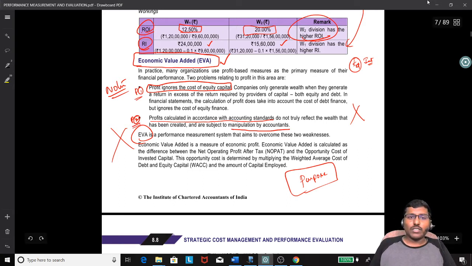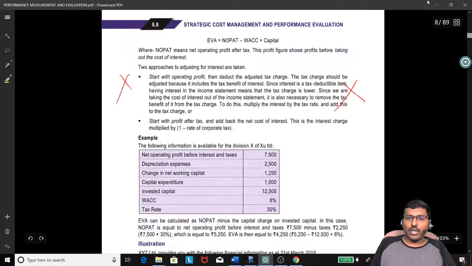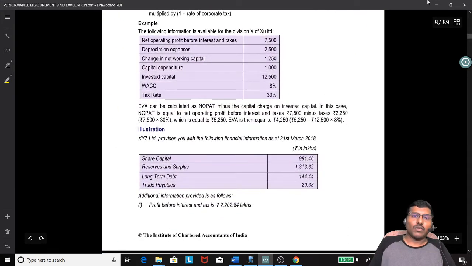Problem number two is the profits that are calculated according to the accounting standards. Of course, it's mandatory to do that, but because of a lot of manipulations, they do not really reflect what is the wealth that has been created. So these two weaknesses are solved by EVA, that is economic value added. Now how it is solved, let's try to understand. After that we'll try to solve this sum.